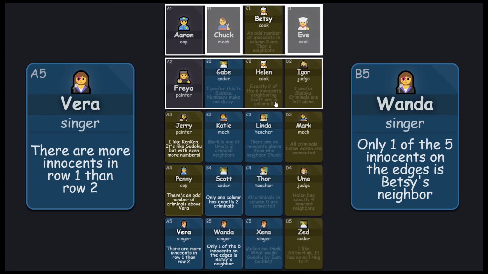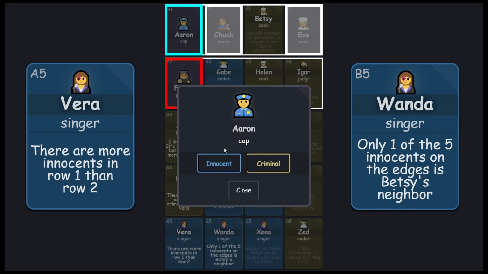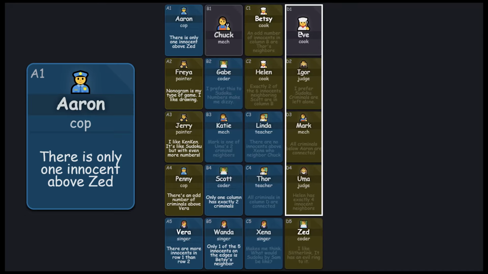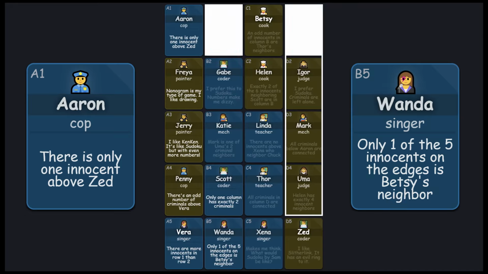There are more innocents in row 1 than row 2. Mark Aaron as innocent and Freya as a criminal. Here's our final clue. There's only one innocent above Zed. Mark Eve as innocent and Chuck as a criminal.